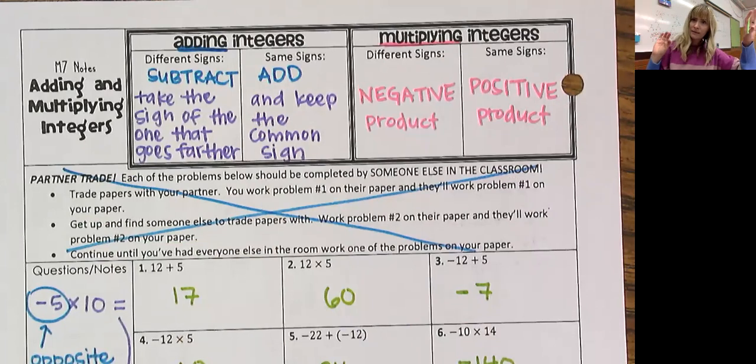Am I adding? Same signs add, keep the common sign. Different signs subtract, take the sign of the one that goes farther. Or am I multiplying? Different signs, negative product. Same signs, positive product.